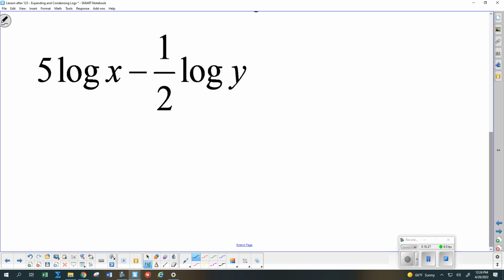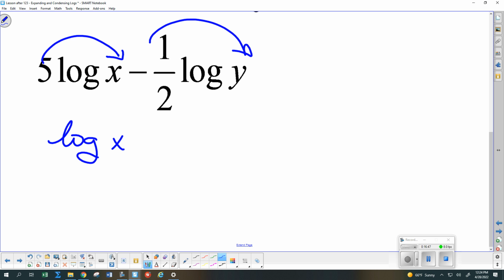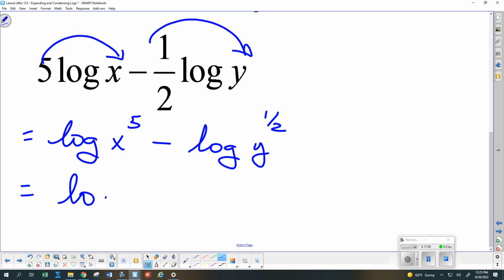Thoughts here? Cooper, what are you thinking as a first step? That sounds excellent. Let's make the numbers that are out in front become exponents. So we are working with the log of x to the fifth minus the log of y to the 1/2. Do these logs have the same base? That means, yes, we can put them together as one log with still that same base. What do I need to do with the x to the fifth and the y to the 1/2?